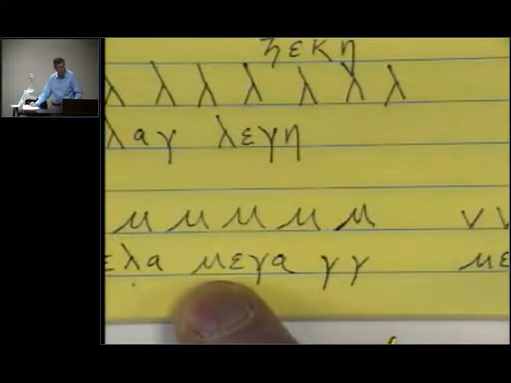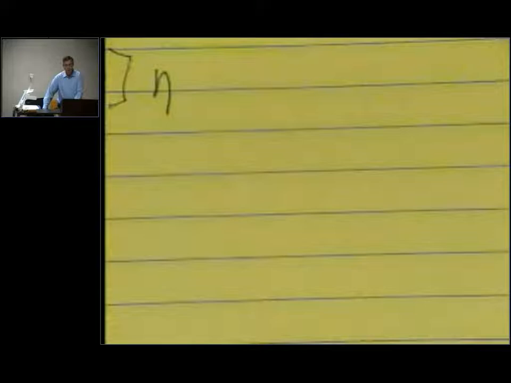Okay, now we have, this is a hard one here. This is a xi. Now, do they have an X sound in Russian? No. Do they have a K sound and an S sound that they can put together? Yes. Okay, so that's what you want to do. KS together.